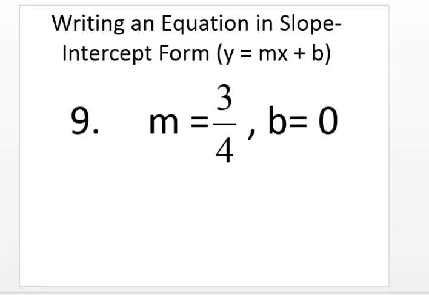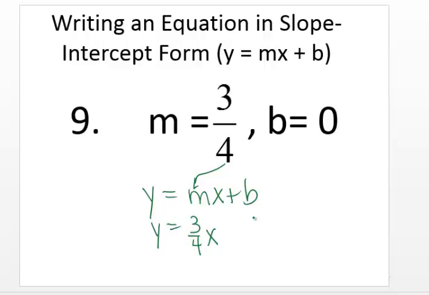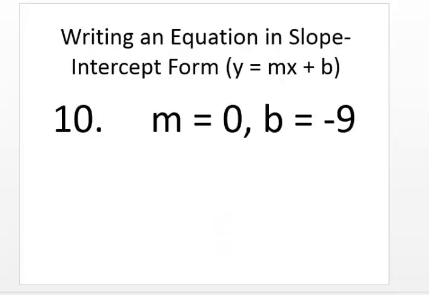My next example, we have y equals mx plus b. I only need to substitute in my 3/4. There's no reason to add in the x. Plus 0 doesn't do anything to the problem.